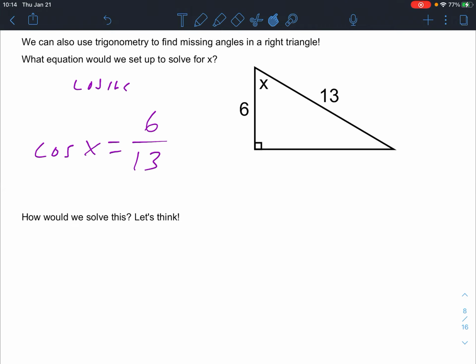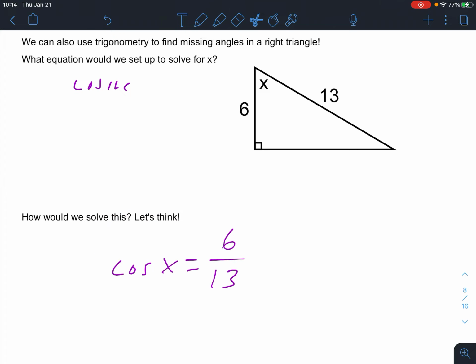So if you look above sine, cosine, and tangent on your calculator, you see sine inverse, cosine inverse, and tangent inverse. It's a little sine, cosine, tangent with a negative first power on it. So that's what we're going to do. We're going to take the inverse of both sides. Okay, so how do we do that?